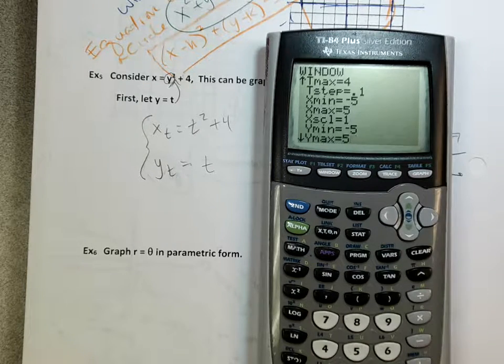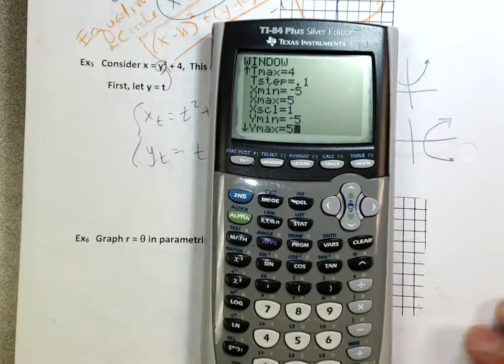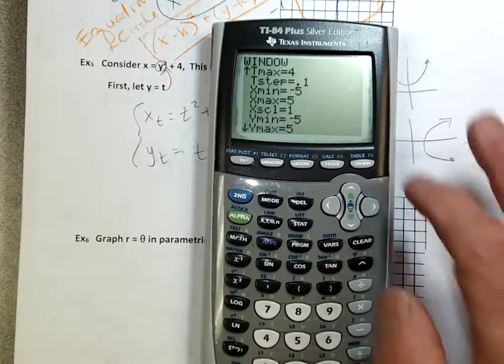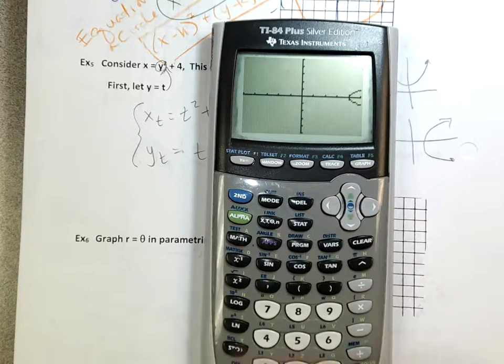So I went -4 to 4 on my t, because I want to see the back half of the graph. And I went -5 to 5, -5 to 5, because I have a really good idea of what the picture looks like. I can adjust my window after I graph. Is it a bad window? I'm going to know that in a second. So I'm going to graph it.